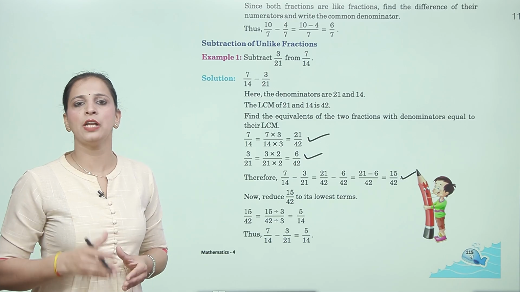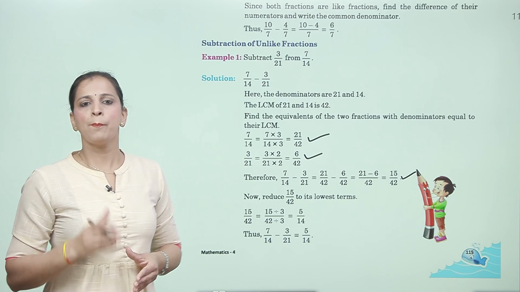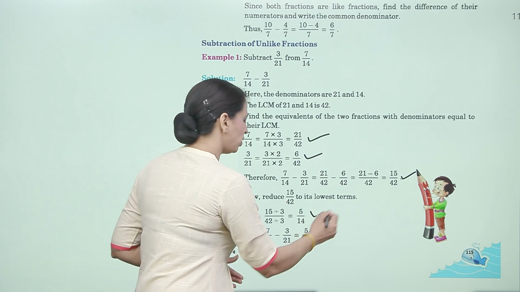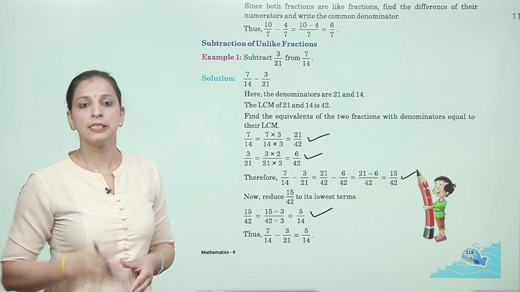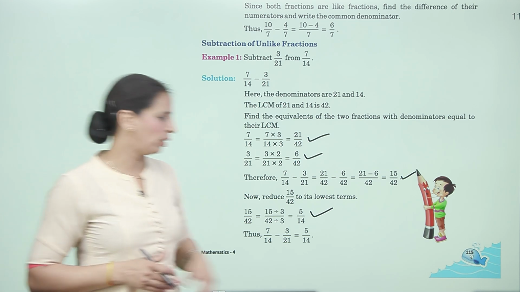Now reduce 15/42 to its lowest term. So 15/42, both are divided by 3. It becomes 5/14. Thus 7/14 minus 3/21 is 5/14.